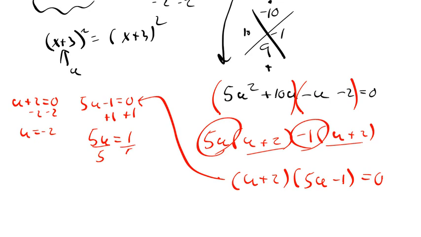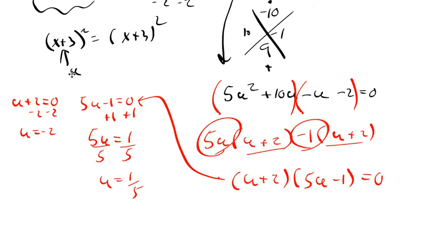Again, the way that we solve equations, you always do the opposite operation. The opposite of adding 2 is subtracting 2. The opposite of subtracting 1 is adding 1. The opposite of multiplying by 5 is dividing by 5. Okay, that's how you know to solve equations. So u equals negative 2 and u equals 1/5. But we're not trying to solve for u. Nope. We're trying to solve for x.